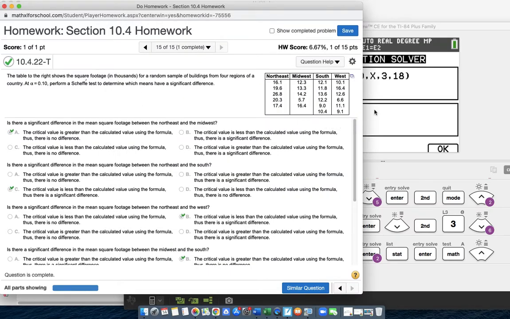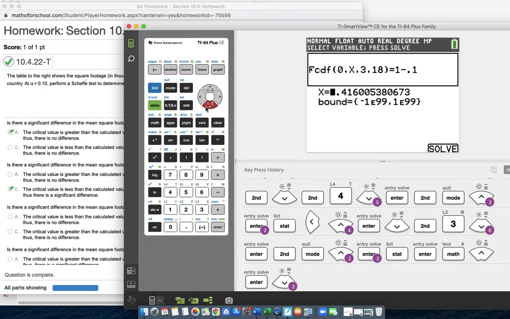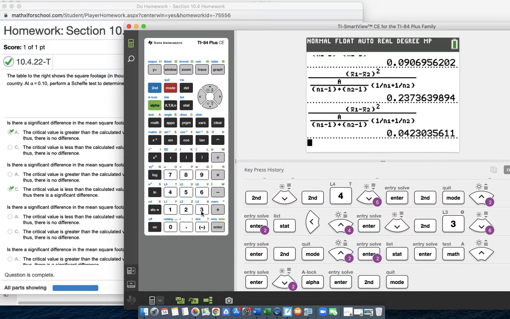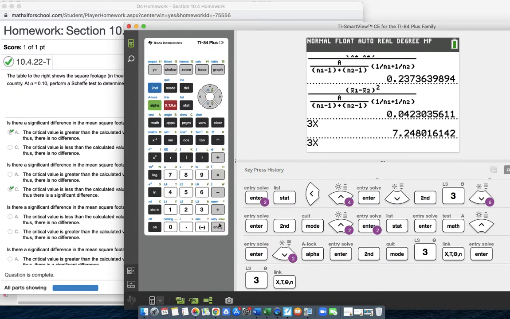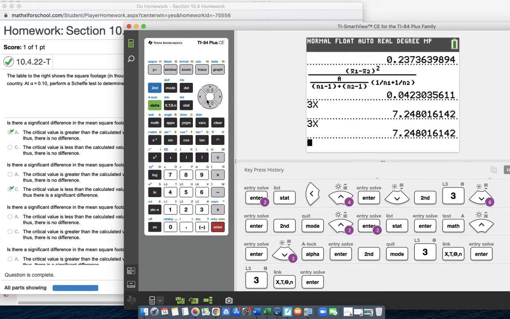All right, so let's see what we get for a critical value. So we solve this here, and I think I've already done this. I'm going to get 2.416. We quit out of there, and we take k minus 1, which is 3, times x, and that's our critical value. So for my problem, my critical value is 7.248, and if I ever forget that, I can just hit 3 times x again and get it again, or you can save that value.